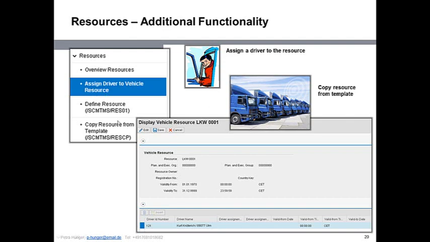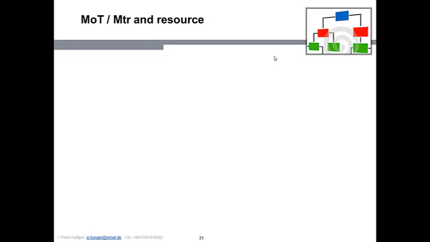So here you can just say who's the driver, so you can see it here, the resource, and then you have the driver ID which is assigned to the resource. And of course you can also create a template of a resource and then copy that resource from the template. If it's your own fleet, you might want to choose to create really all the trucks that you have, so that you can have different numbers as well. If it's not your own fleet, you might want to use the multi-resource functionality. Okay, so that's it about resources.